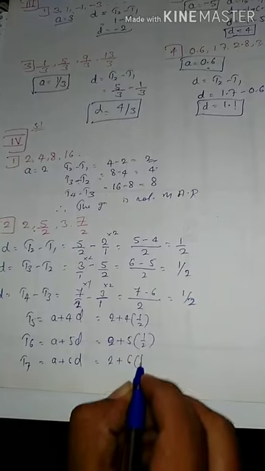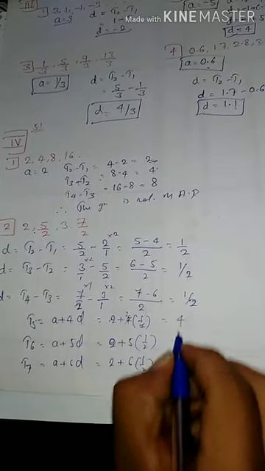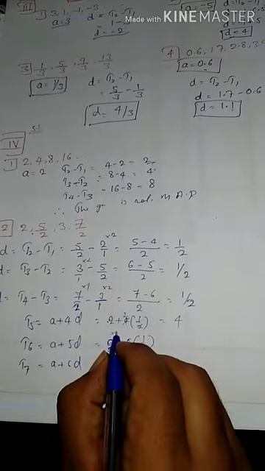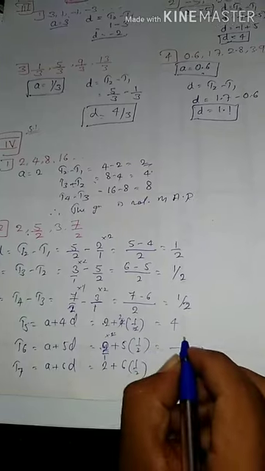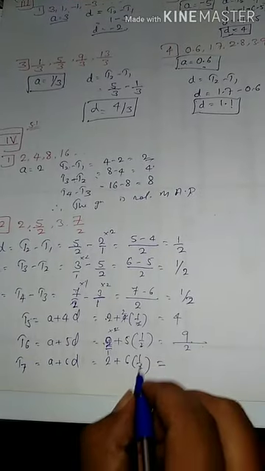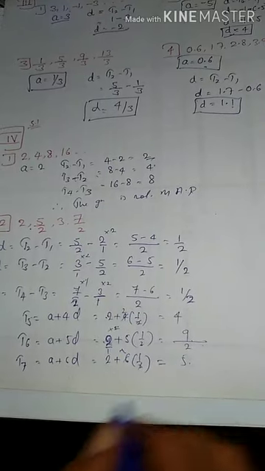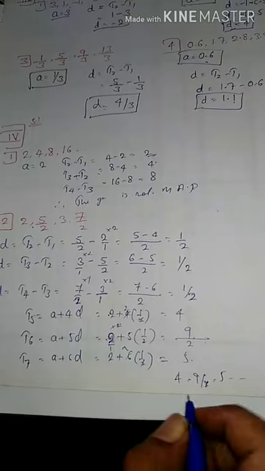2 plus 6 into 1 by 2. So 2 plus 2 is 4, here the LCM is 2, 4 plus 1 is 5, so 9 by 2. Then 5, and next 2 plus 3 by 2 gives 5, 4 plus 9 by 2. So 9 by 2, 5 and 11 by 2 are the next three terms of the AP.